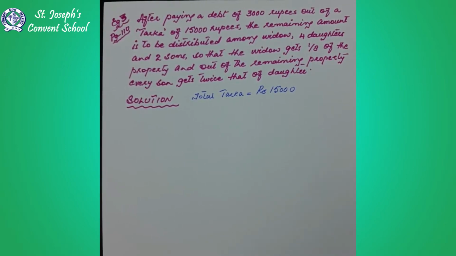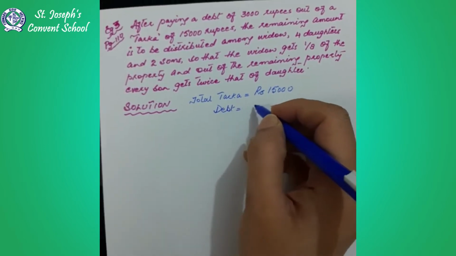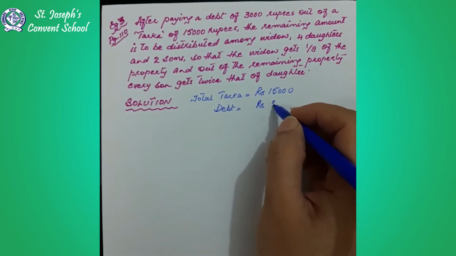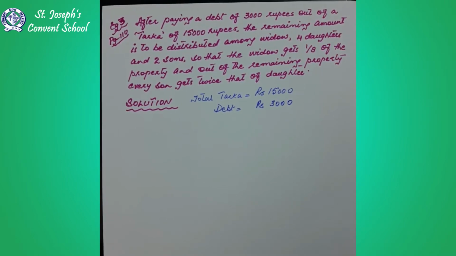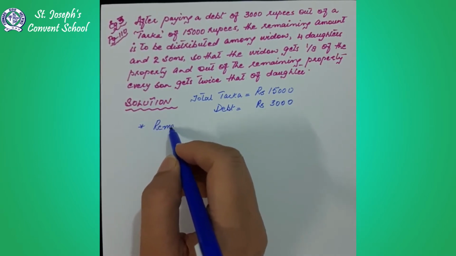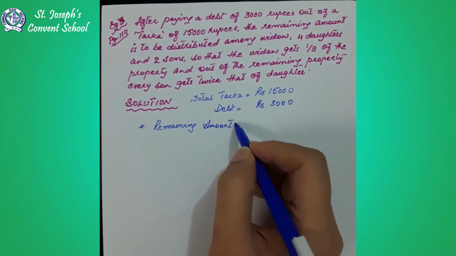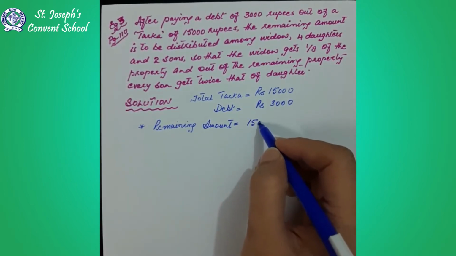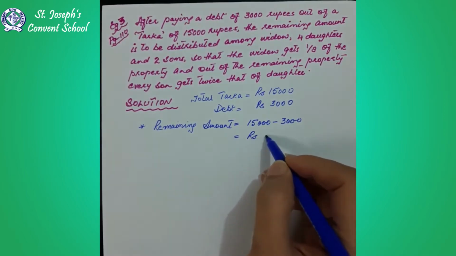Now in the question it is mentioned that the debt of 3,000 rupees. So we will write here debt is rupees 3,000. Now you will find the remaining amount. So for the remaining amount you will subtract the debt. Remaining amount equals total amount, 15,000 minus debt. So the remaining amount is rupees 12,000.